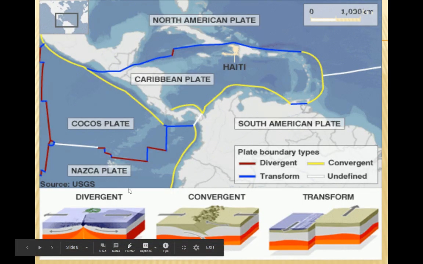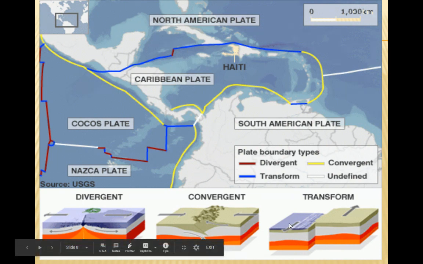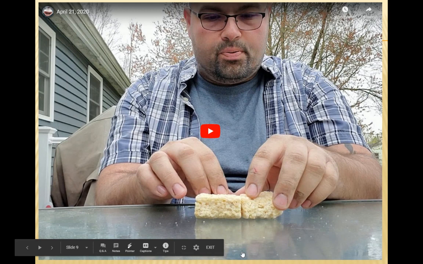So when they move, there are 3 different ways that they can move. There's a divergent plate, a convergent plate, and a transform plate. This diagram does a pretty good job showing you what they are on the bottom. But what I'd like you to do is now pause this screencast to go watch my video demonstration of how plate tectonics work.